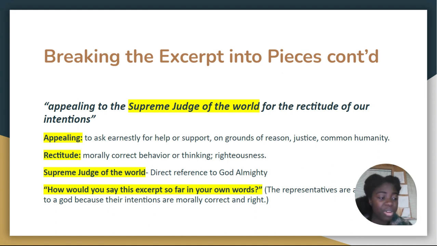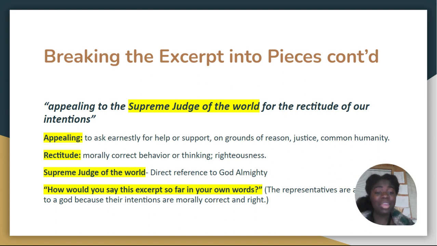Alrighty, take your pointer finger, go to the next sentence. It says, appealing to the supreme judge of the world for the rectitude of our intentions. Okay, so we have a lot of big words in here, so make sure you're paying attention, okay? Appealing is to ask earnestly for help or support on the grounds of reason, justice, or common humanity. That's a fancy way of saying you are asking someone with authority for help.